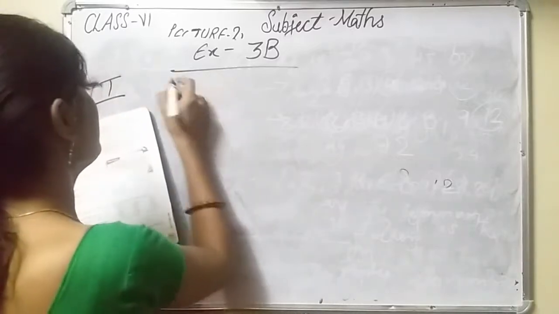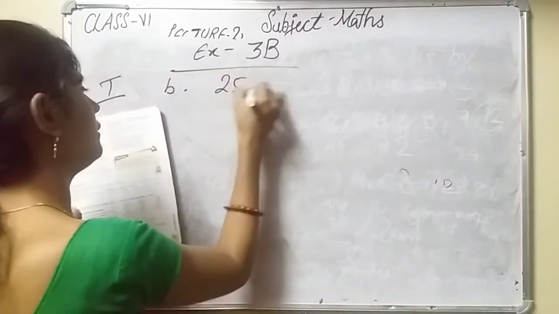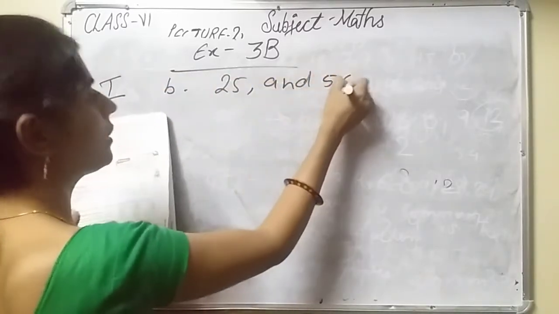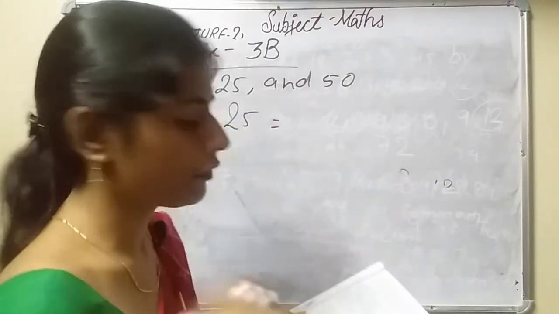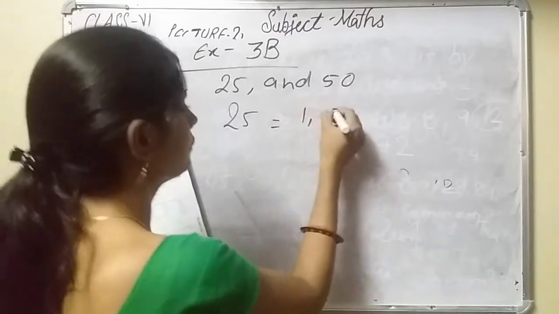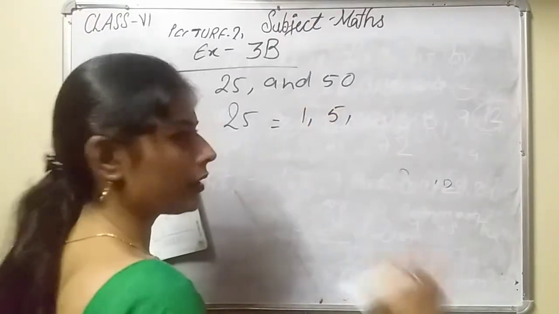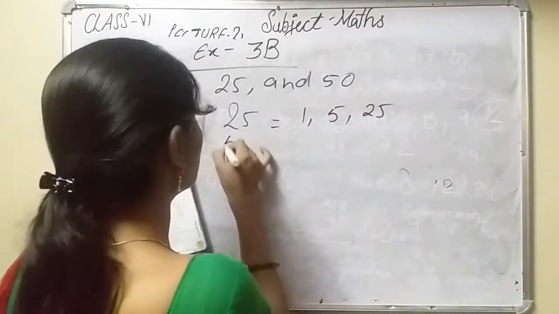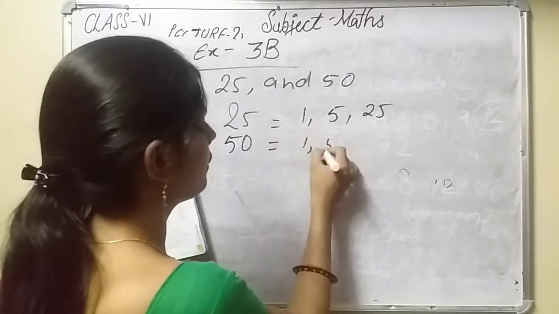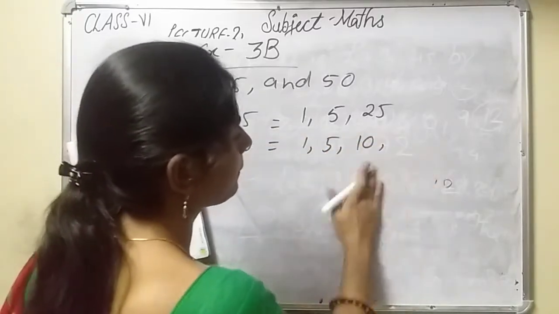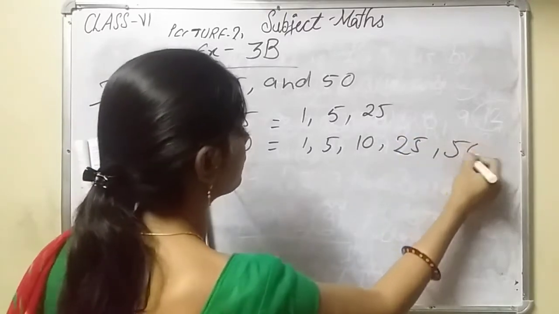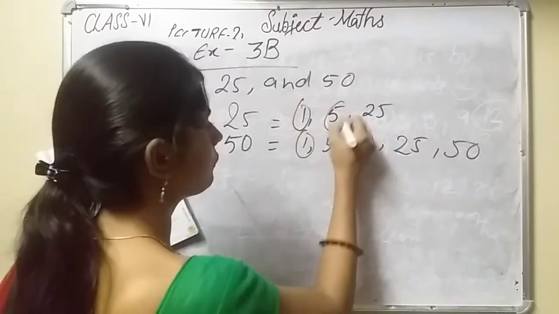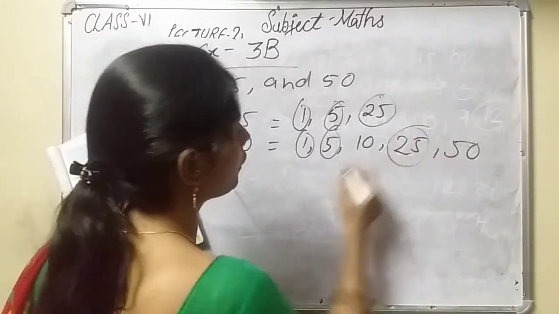See question number B, 25 and 50. Which are the common factors of 25? You have to include 1 also: 1, 5 and 25. Which are the factors of 50? 1, 5, 10, 25 and 50. Now see, 1, 5 and 25 are the common factors here.